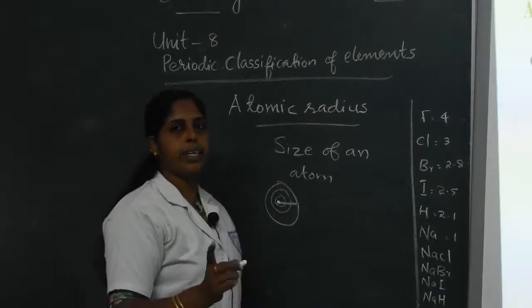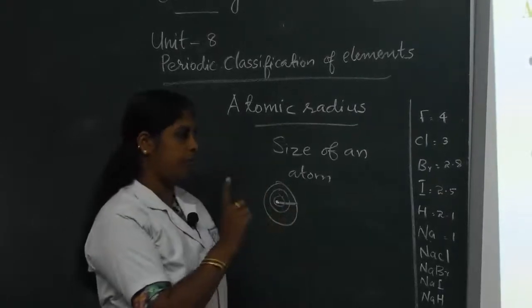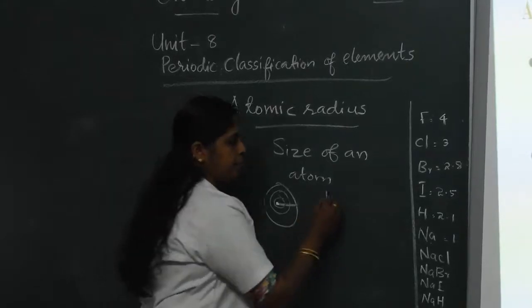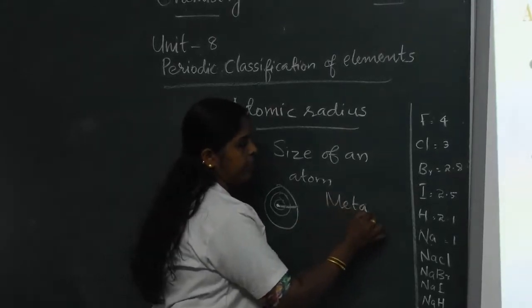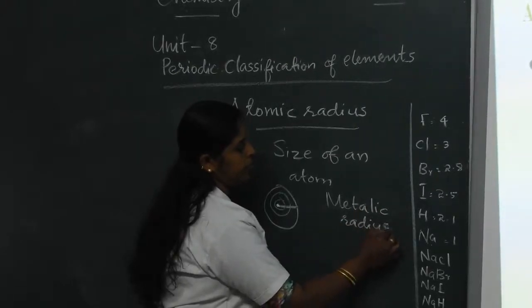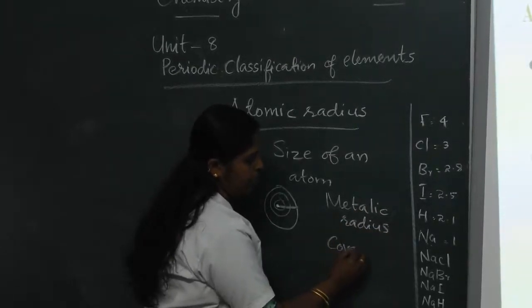Atomic radius can be referred to according to the atoms' bonding between them. They are metallic radius and covalent radius.